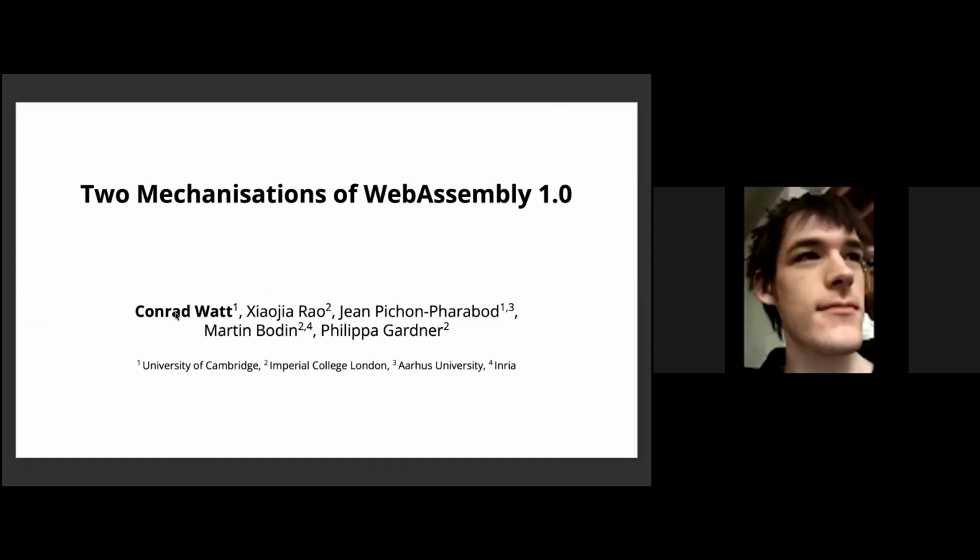Great. So, hi, yes, I'm Conrad Watt, and I am going to be talking about our paper, Two Mechanisations of WebAssembly 1.0. And this work was carried out in collaboration with Xiaozhe Rao, Jean Faribault, Martin Baudin, and Philippa Gardner.